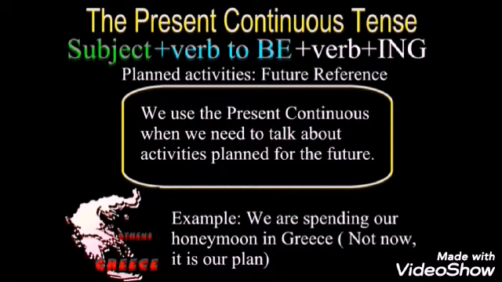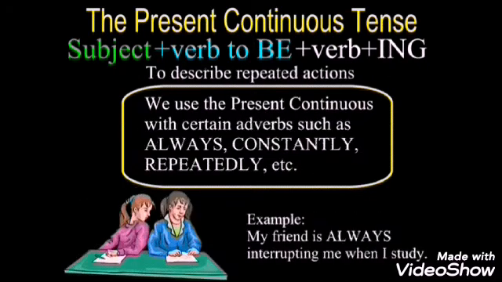The third one is planned activities or future plans. We use the present continuous when we need to talk about activities planned for the future. For example, we are spending our honeymoon in Greece, not now, it's our plan in the future. So it refers to our plan in the future, not something that is happening now.